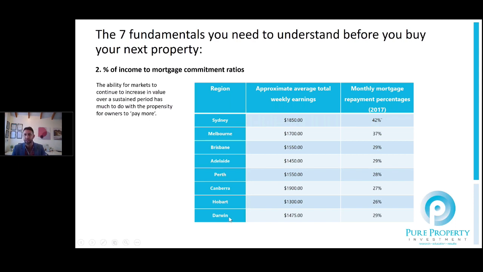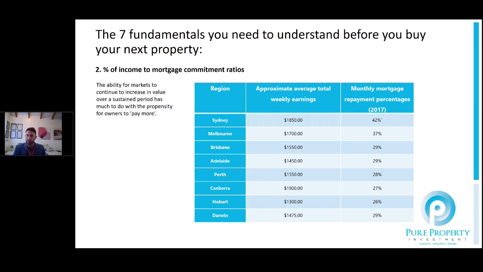Now, it's not to say that this is the number that says, well, all of a sudden Brisbane, Adelaide, Perth, Canberra, Hobart, Darwin are all primed to buy in, but it is a second fundamental that we look at to say, is that mortgage commitment within what we deem to be an opportunistic market with opportunities to grow?